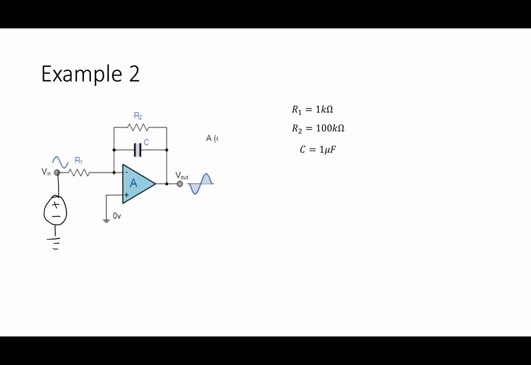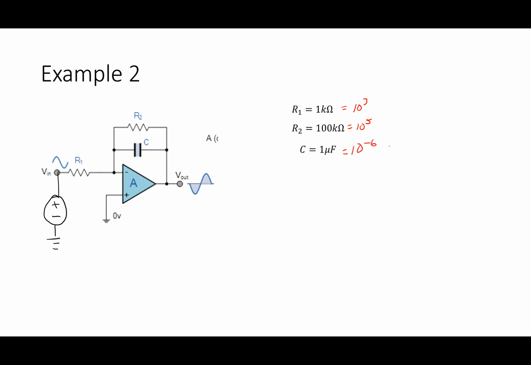I'm going to start with this one, which I called example 2. R1 is 1K, R2 is 100K, and C is 1 microfarad. Just to help myself out, I'll put these in. This would be 10 to the what? 1 kilo ohm is 10 to the 3. 100K would be 10 to the 5. What's 1 microfarad? 10 to the negative 6, yeah.